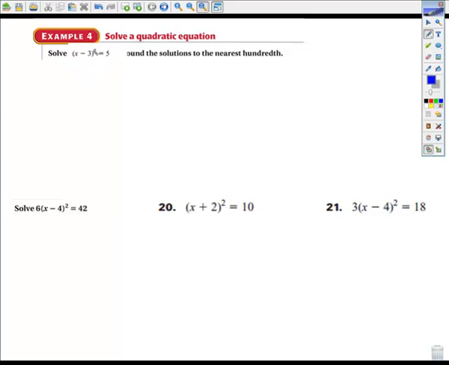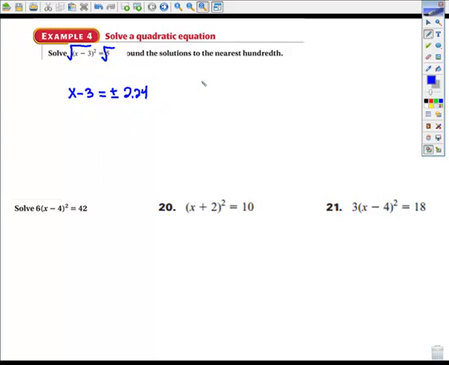And then to unsquare this binomial, I certainly don't want to have to multiply it out just to have to factor it again. So all you do is you square root each side. So that gives me x minus 3 equals positive and negative whatever the square root of 5 is. And they're telling us in the directions to go ahead and round this to the nearest hundredth. So this is approximately 2.24.